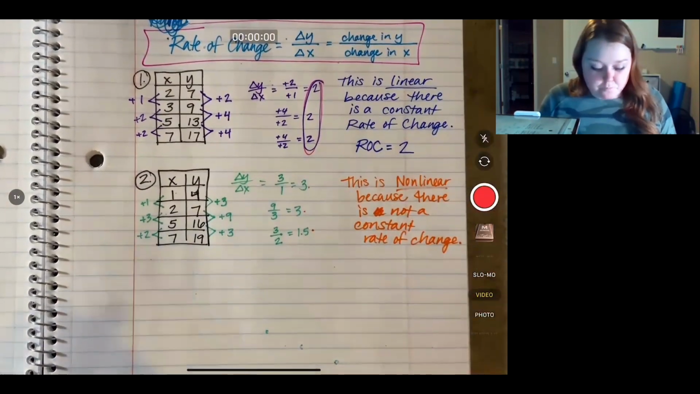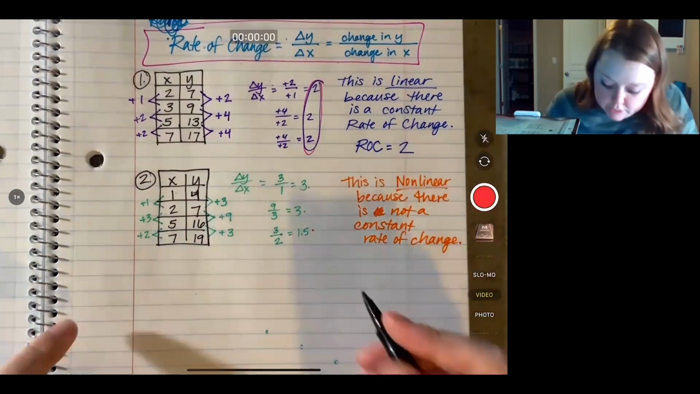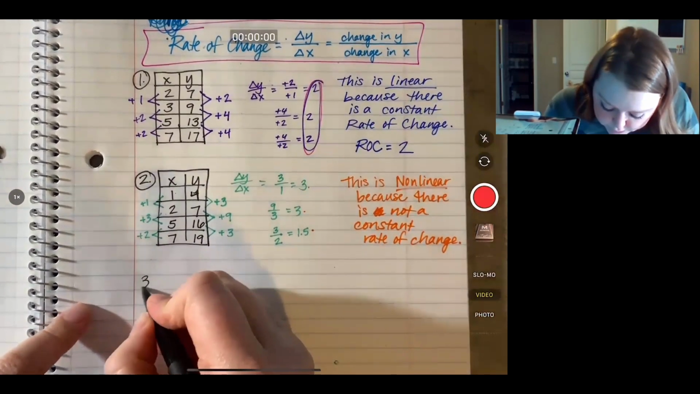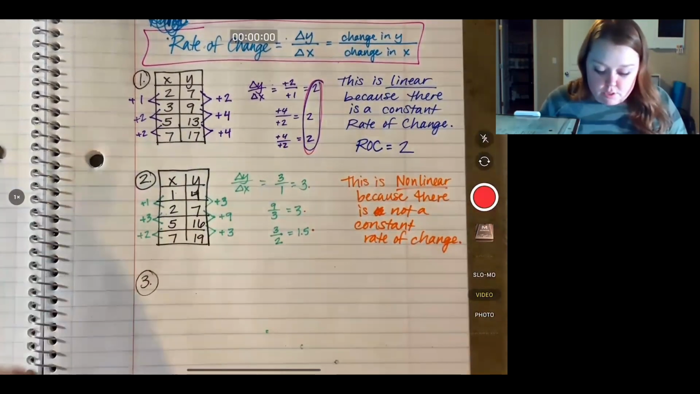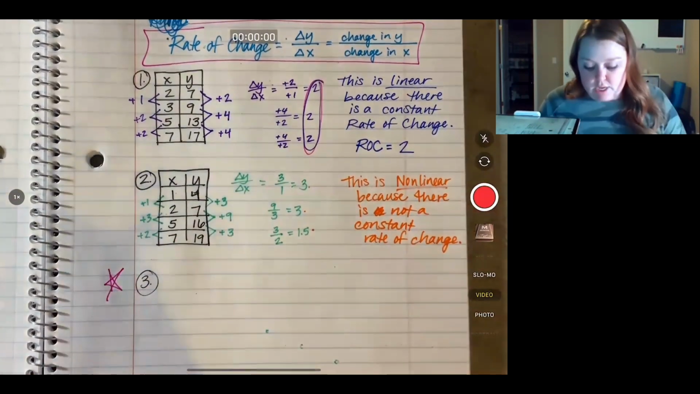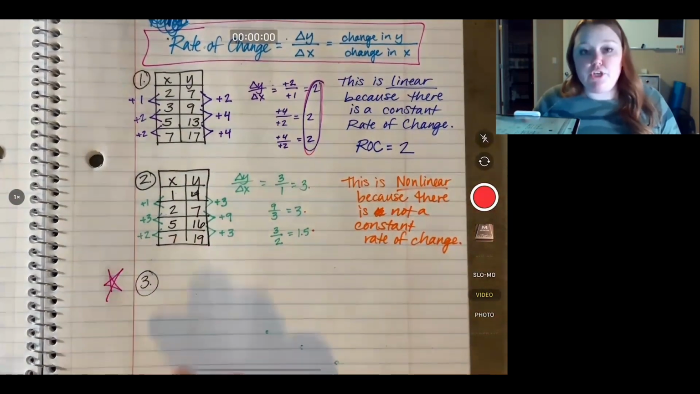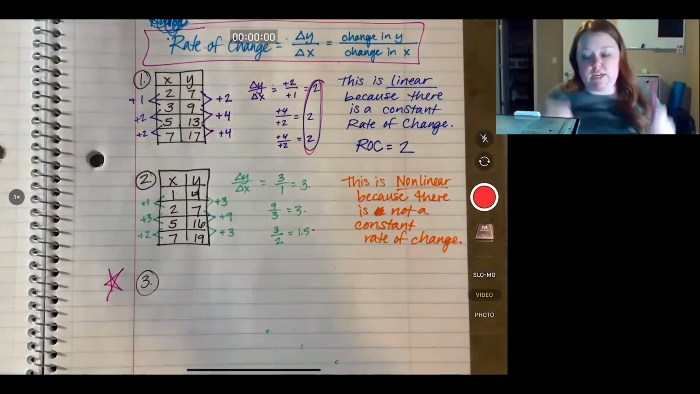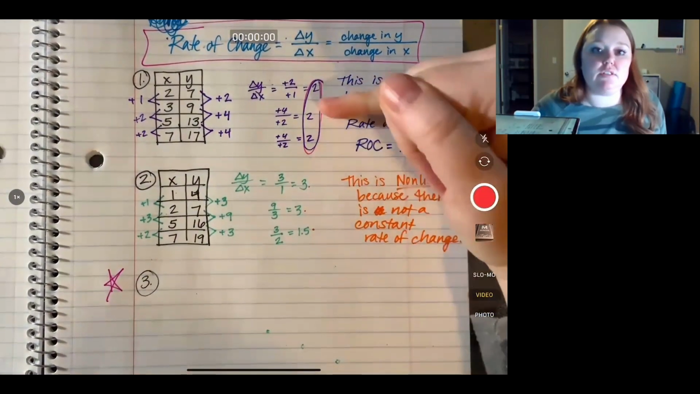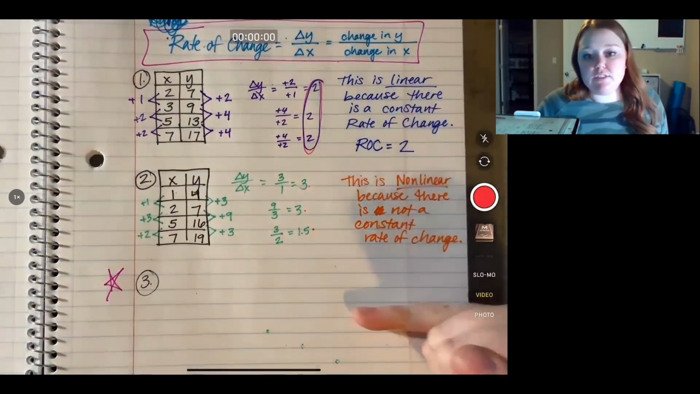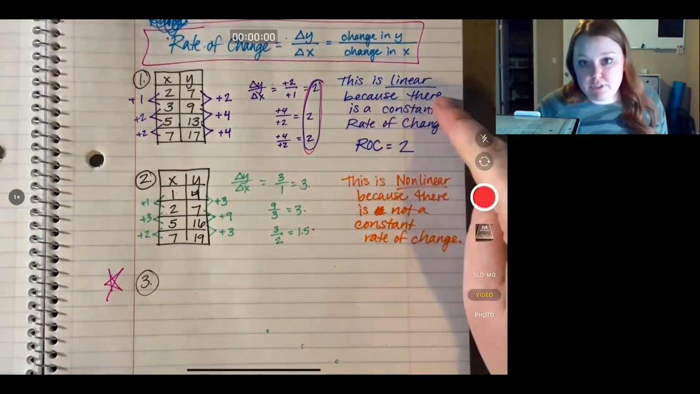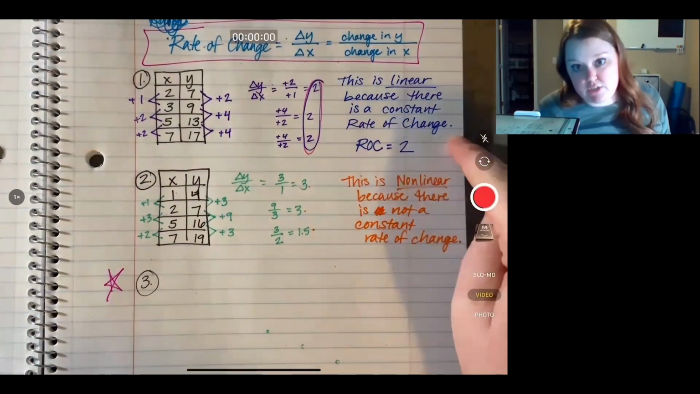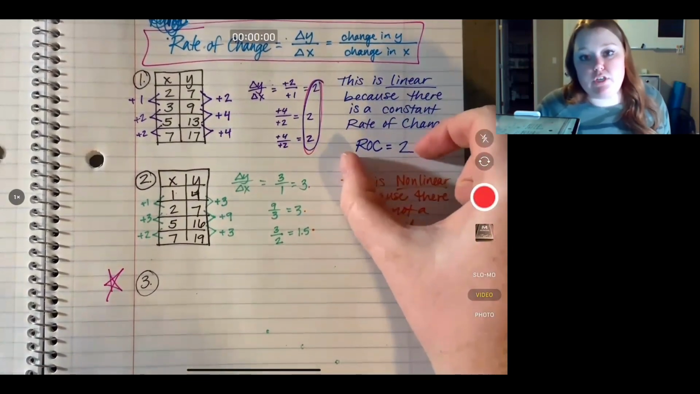All right. So this number 3 is going to be your practice question. This is what you're going to enter into the entry task. I'm going to give you a table. You're going to have to do the change in Y over change in X, and you're going to check to see if it's constant or not. If it's constant, you would say, this is linear because there's a constant rate of change, and you could even tell me what the rate of change is.